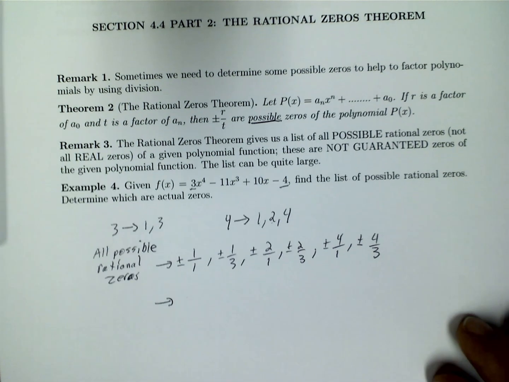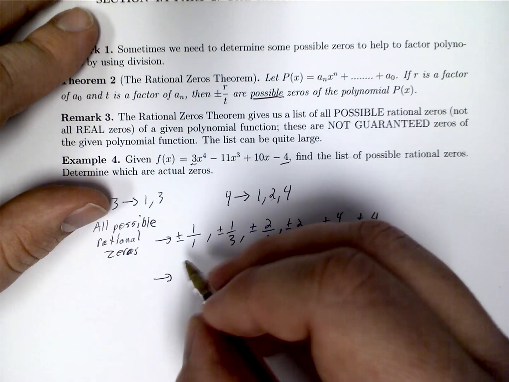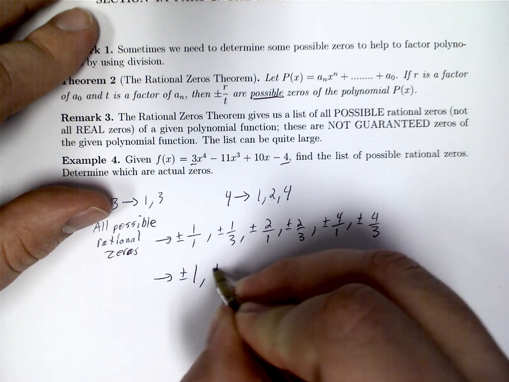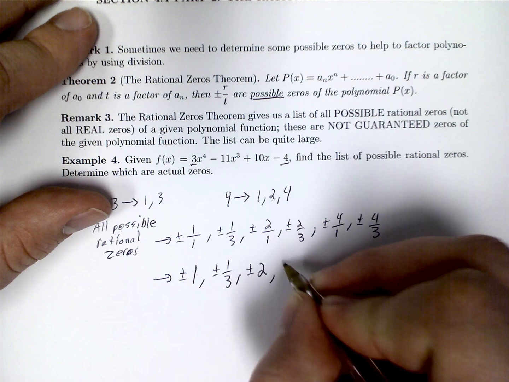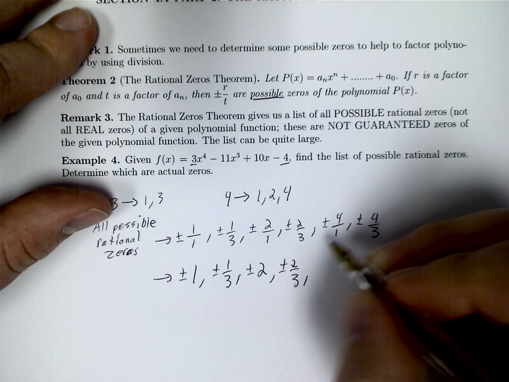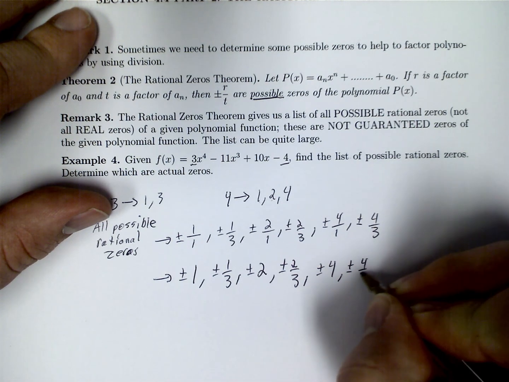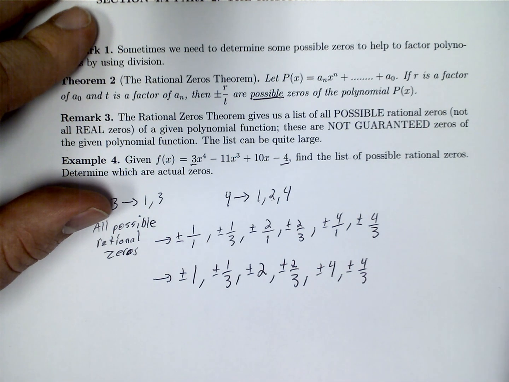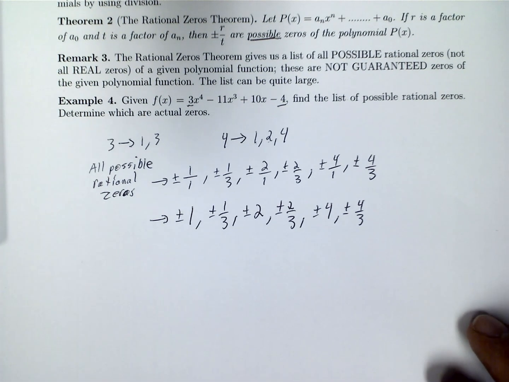We can rewrite this list to make it look just a little bit nicer. We don't like thinking about things like 1 over 1, so plus or minus 1, plus or minus 1/3, 2 over 1 is plus or minus 2, plus or minus 2/3, and same with this one, 4 over 1 is the same as 4, plus or minus 4, plus or minus 4/3. All right, so what can we do with this?